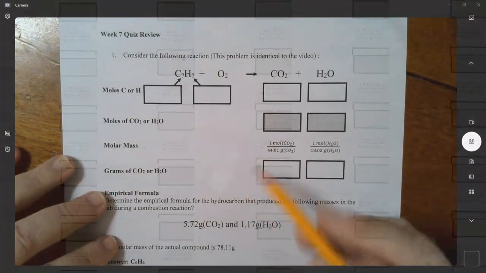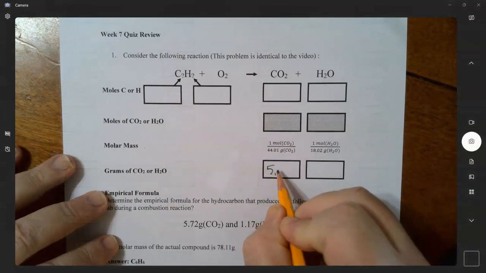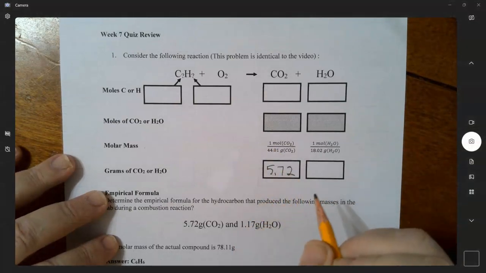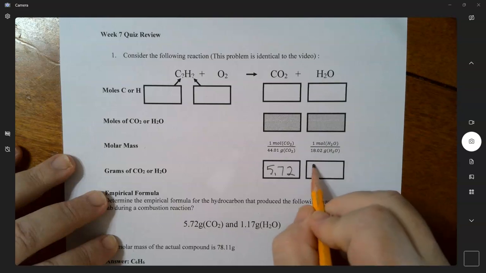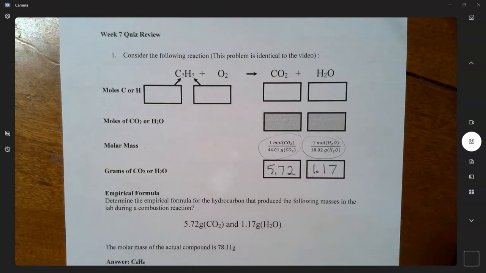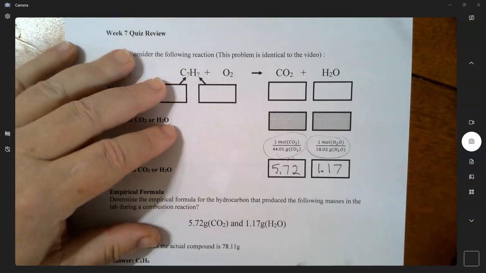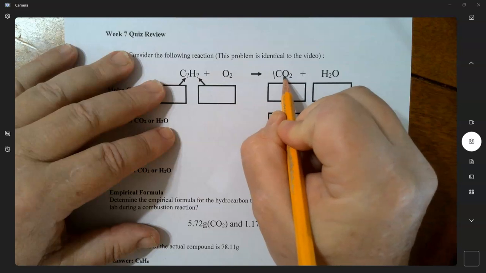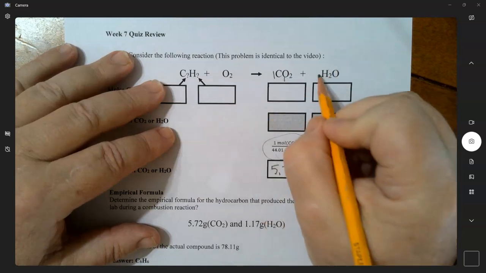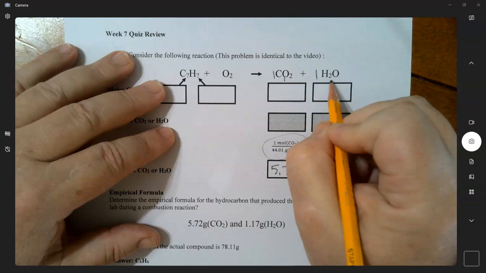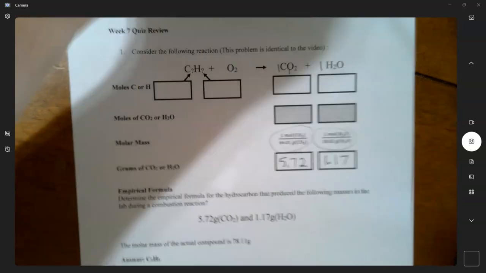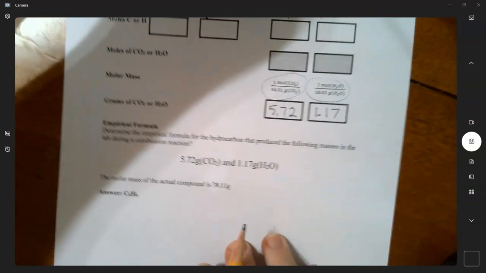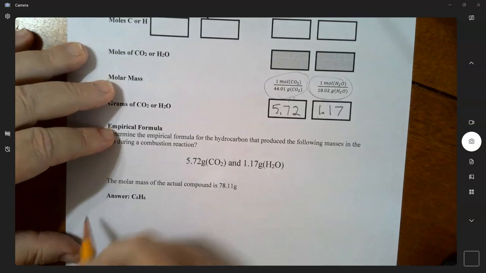So we're going to start off with this. Grams of carbon dioxide, and this for water, H2O. So there we have our conversion factors. And we know also, as we did last time, that 1 mole of carbon dioxide gives you 1 mole of carbon. 1 mole of H2O gives you 2 moles of hydrogen. So I'll kind of speed through the equations here.